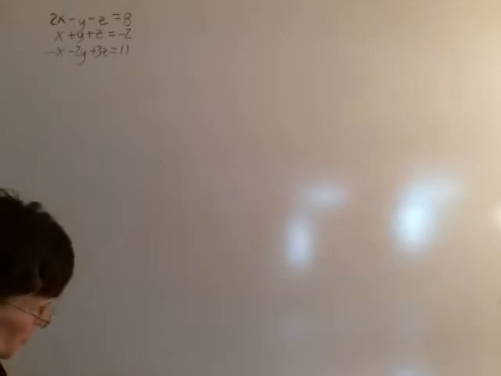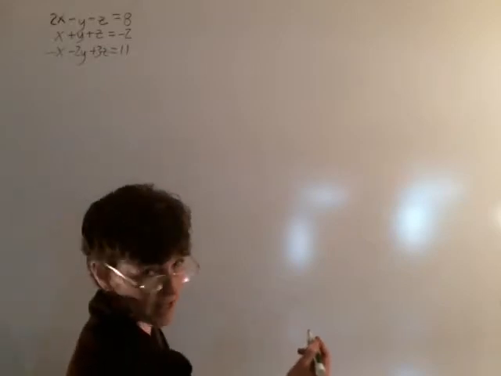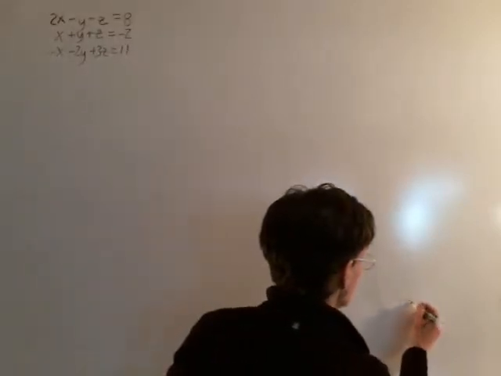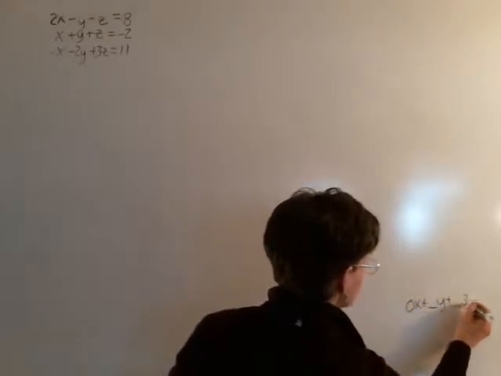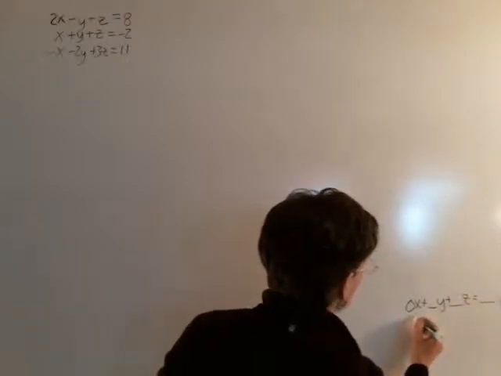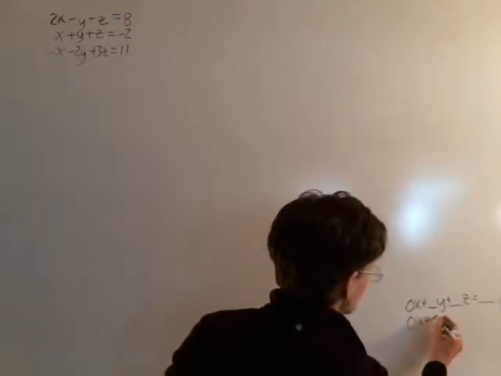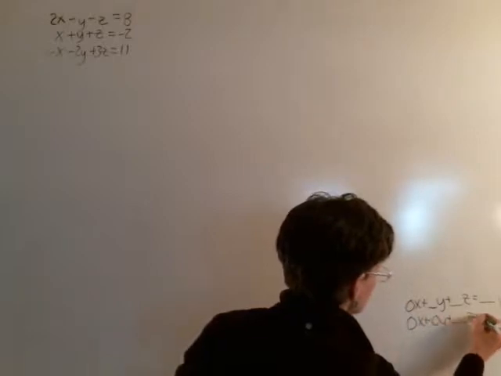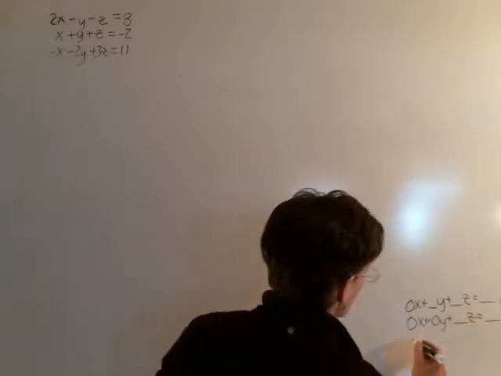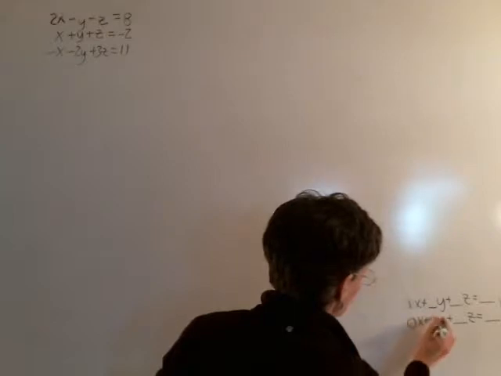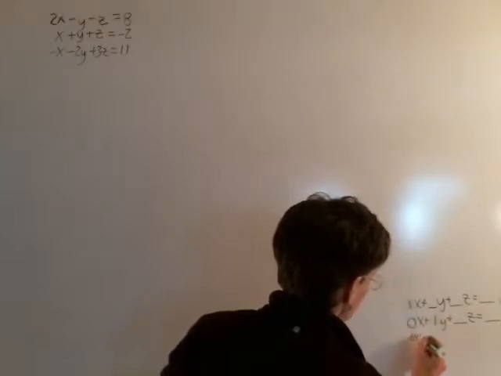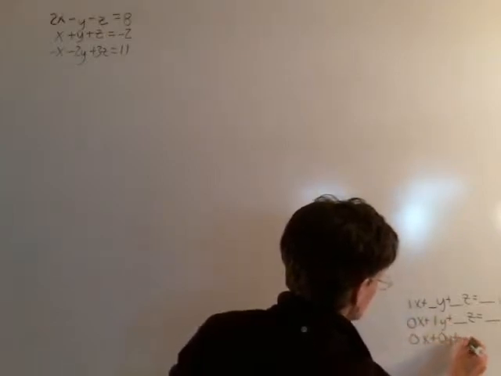The goal here is to get our equations so that they look like 0x plus some number y plus some number z equals some number, and then 0x plus 0y plus some number z equals some number. Actually, this one's going to be a 1. This one's going to be a 0. This one's going to be a 1. And then 0x plus 0y plus 1z equals some number.